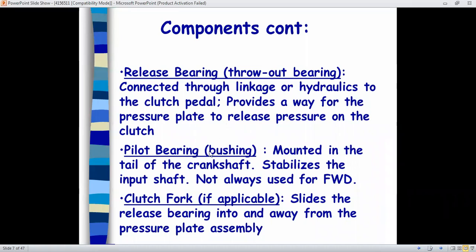Pilot bearing, what is that? That is the bushing mounted in the tail of the crankshaft, which stabilizes the input shaft and does not allow it to move forward. Now the clutch fork, if applicable, is optional. If applicable, then we can mount this clutch fork, or if it is not needed, then we can skip this part. It slides the release bearing into and away from the pressure plate assembly.